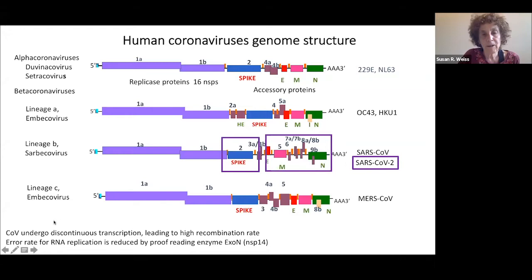So just two things about coronaviruses that may be interesting in terms of the diversity or where they come from. Coronaviruses undergo discontinuous transcription, and I'll talk about that more in detail later too, leading to a high recombination rate. So new viruses can arise by recombination. But on the other hand, the error rate for RNA replication is reduced by a proofreading enzyme called ExoN or NSP14, and I'll talk about that later too. So we really don't know the origin of SARS-CoV-2, but maybe there's a recombination event that led to this virus, but we don't know that.